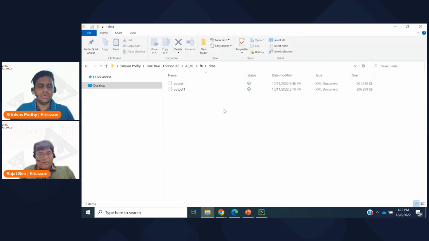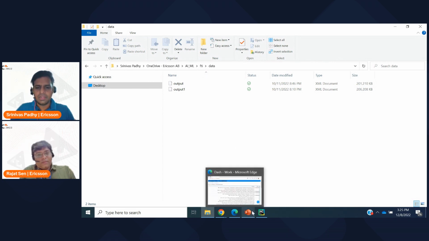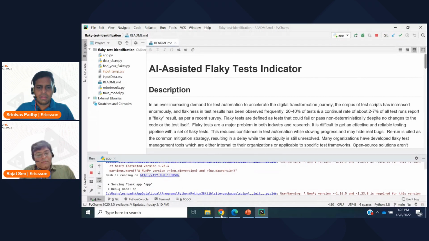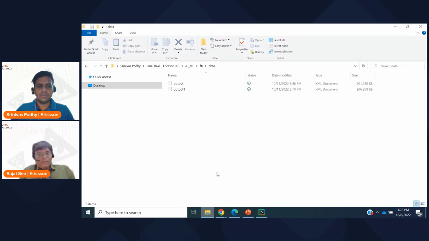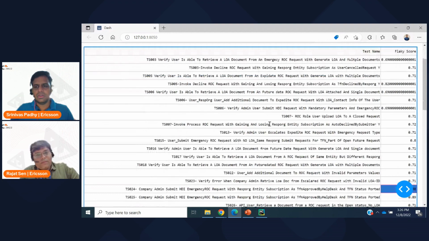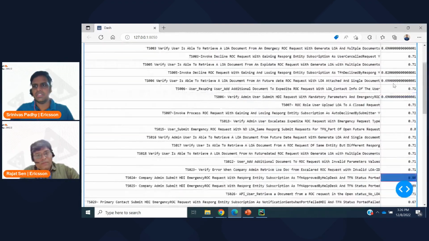First of all, let me show you the output XML files. These are the logs that are provided as an input that I was talking about, test execution logs. Now, I ran this app, and if I go here, I'll just provide the path of this input, and it is going to give me the flaky tests overall along with a flaky score.